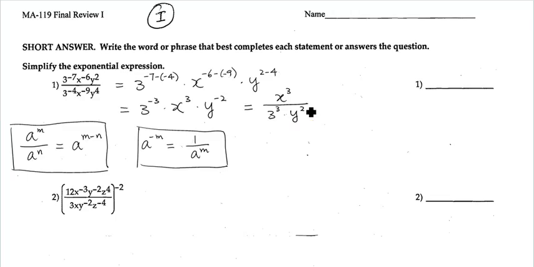Should it be like that? Very close, but not yet. We can simplify a little bit more. 3 to the 3rd power, what would that be? 3 times itself 3 times, so it will become 27. So that will be my final answer.